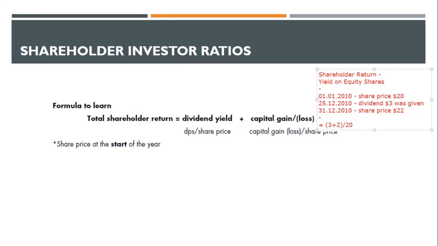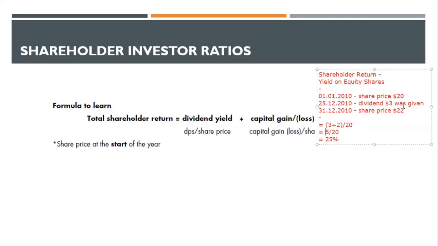You invested 20, so do not take the market price here. Take the beginning price, 20. So it means 5 divided by 20, and 5 over 20 is 1/4, which is 25%. It means that this share is giving a 25% return, or its yield is 25%.